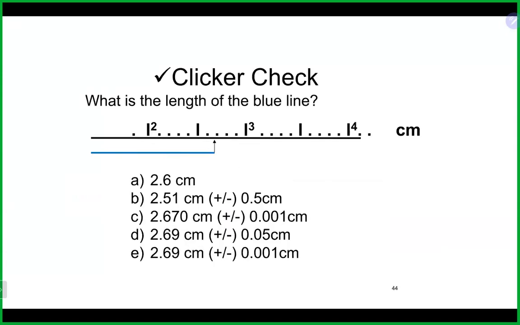All right, so take a moment here. What is the right reading based off of this? The big numbers go with the bigger lines to the left.